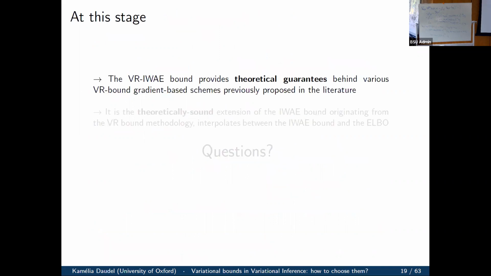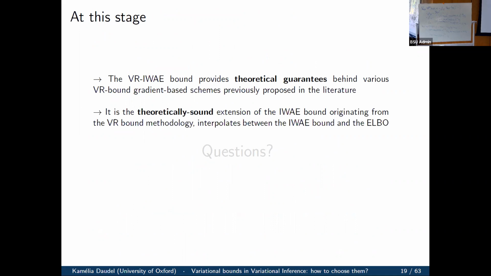All right, so summary: the VREY bound gives us theoretical guarantees behind various existing schemes, and it is the natural, theoretically sound extension of the EY bound that comes from this kind of literature. Any questions?